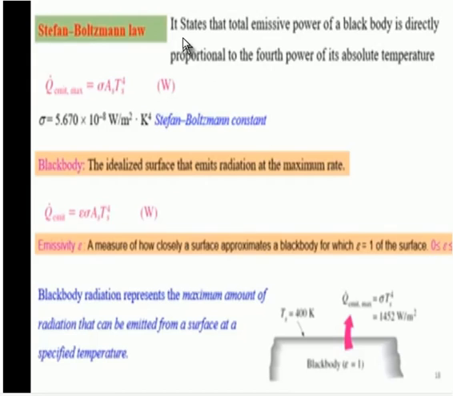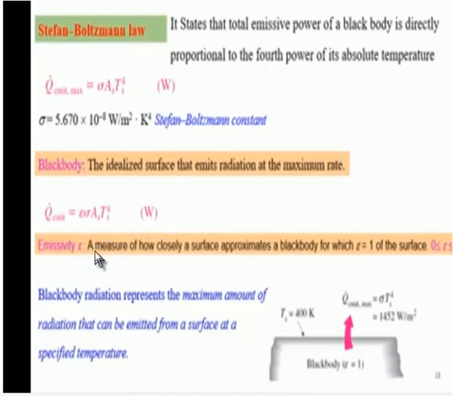So the first statement is that the total emissive power of a black body is directly proportional to T raised to 4, the fourth power of its absolute temperature. So what is a black body? An idealized surface that emits radiation at the maximum rate. If you take one black body, it absorbs all the radiation falling on it, and its emission of radiation is at the maximum rate. So Q radiation is equal to sigma As into T raised to 4 watt.